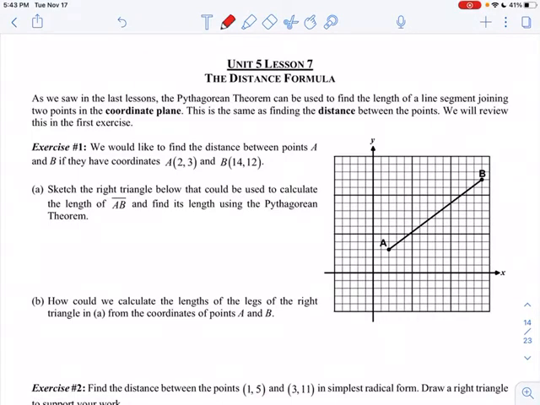Hi GOH, this is Unit 5, Lesson 7, and today we're going to talk about the distance formula. The distance formula actually comes from the Pythagorean theorem.